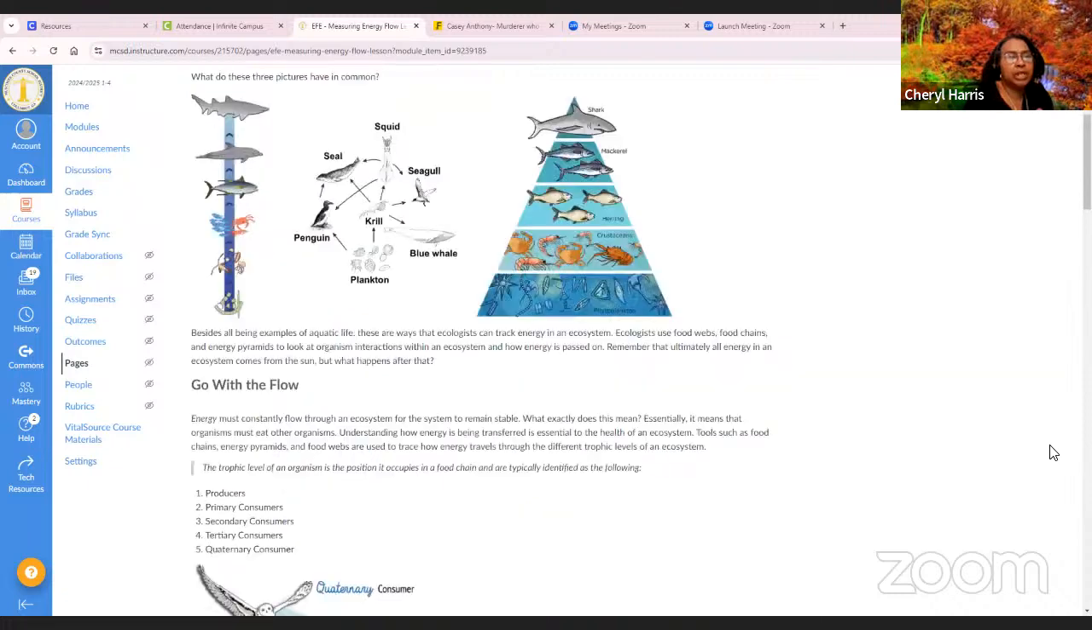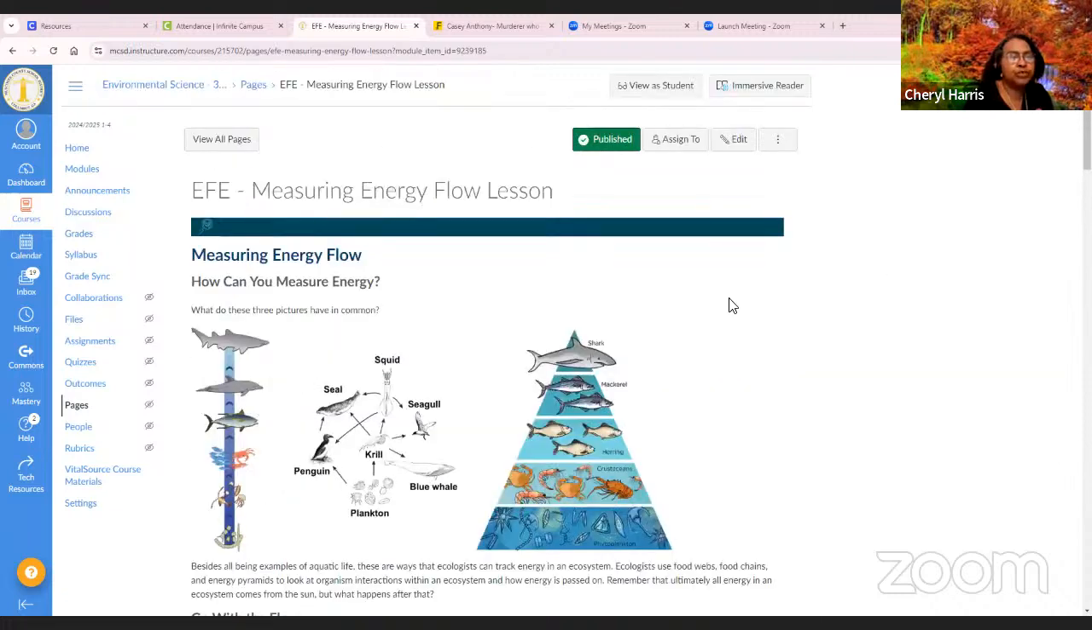The module's name is Measuring Energy Flow. It's in the section EFE.